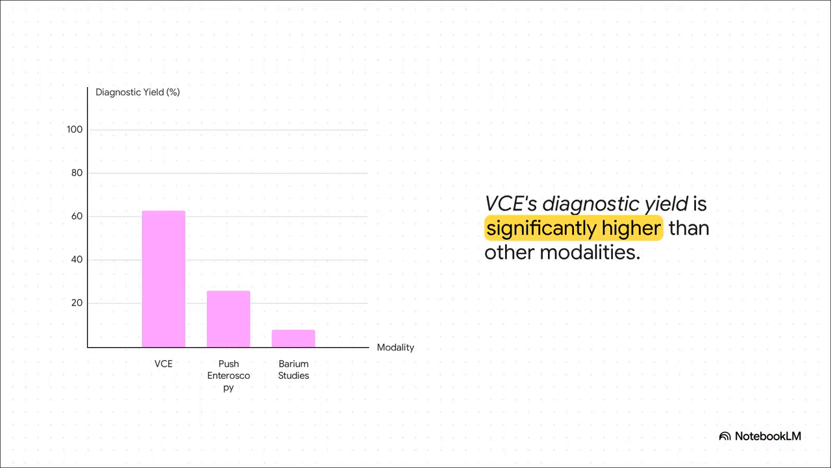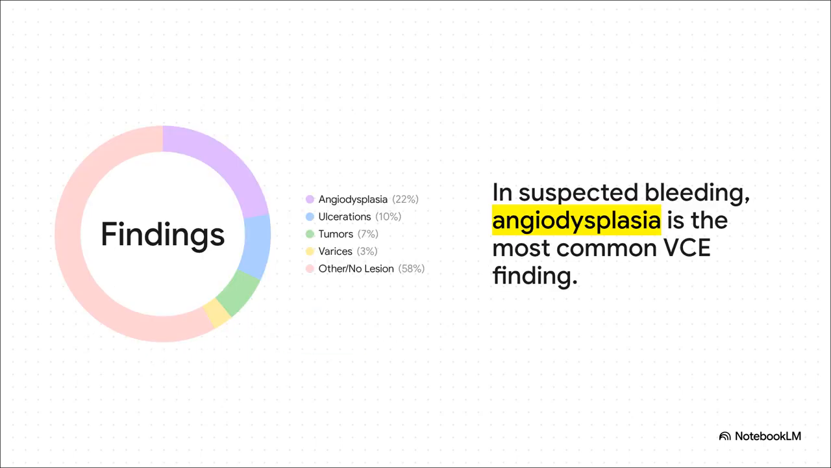The numbers on diagnostic yield, they speak for themselves. When you're hunting for the source of a small bowel bleed, VCE finds it about 63% of the time. Now compare that to a push enteroscopy at 26%, or the old school barium studies at a mere 8%. It's not even close.